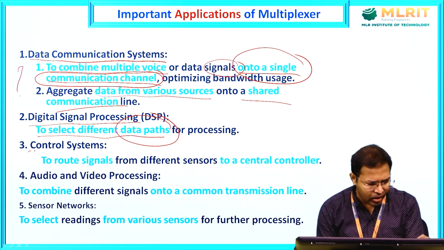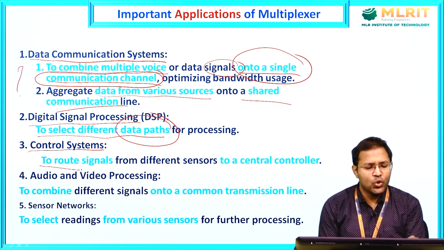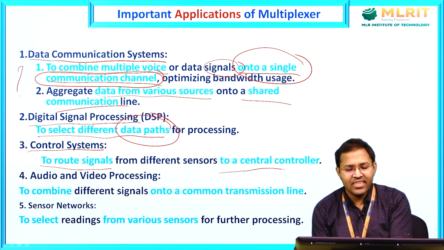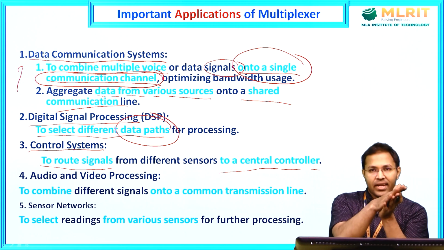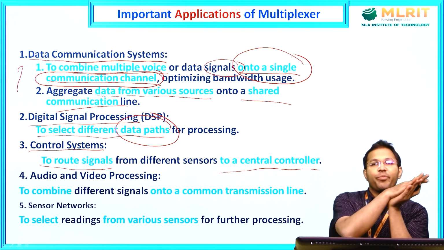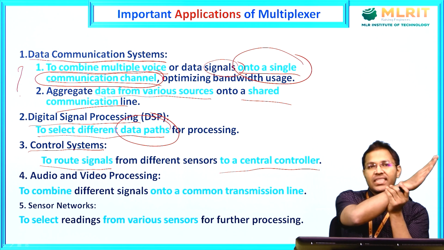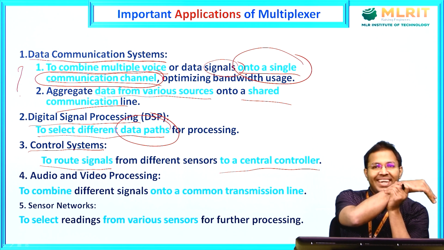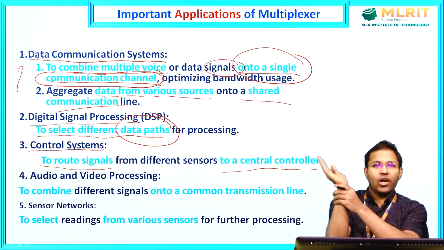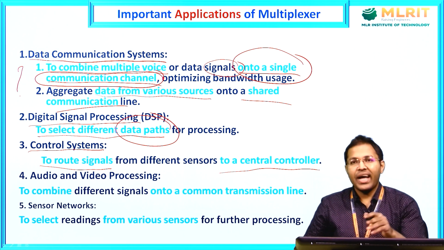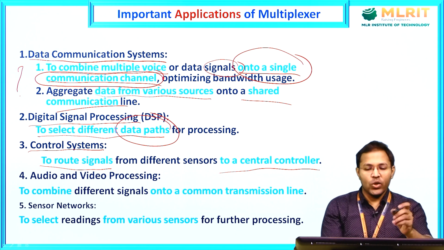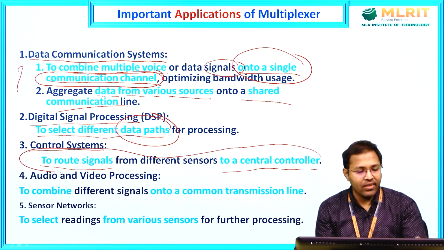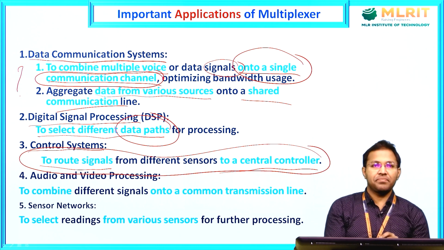Then control systems, to route signals from different sensors to a central controller. Whenever we have the outputs from sensors, and based on the selection, in the first case you want to send the temperature signal to the controller. In another case you want to send, say, the humidity signal to the controller. There again you can have the application of your multiplexer.